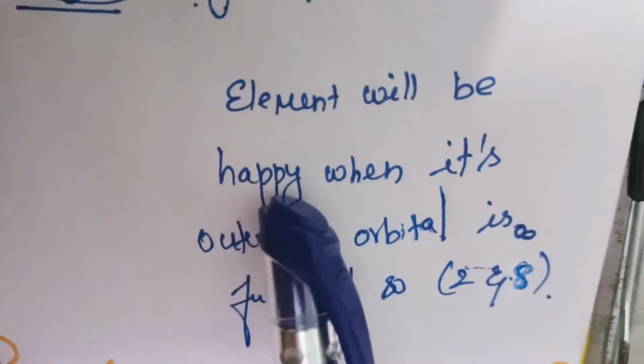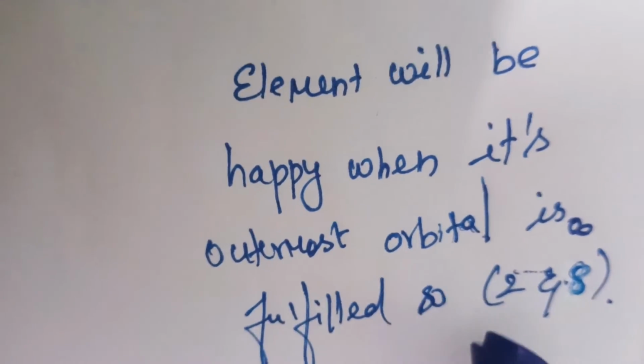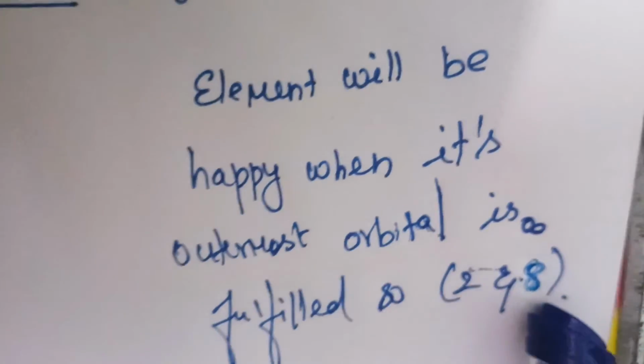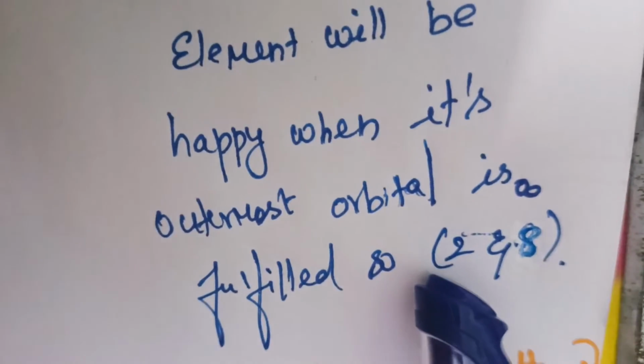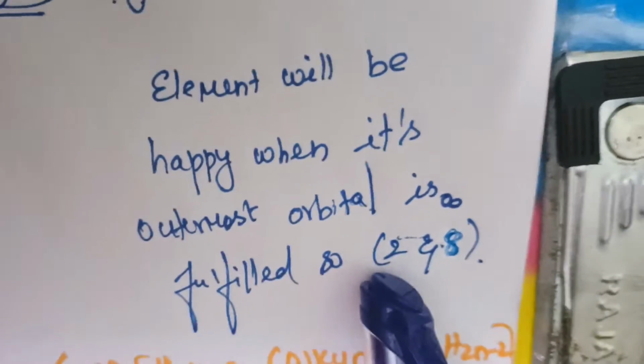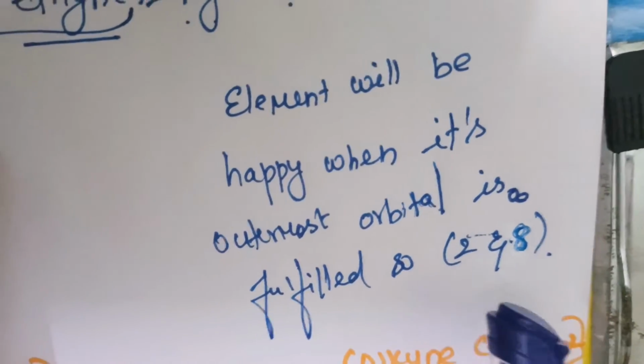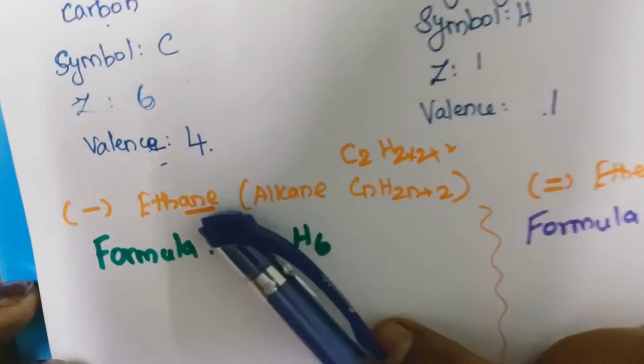We know an element will be happy when its outermost orbital is fulfilled, so it will be 2 or 8. Hydrogen will have 2 electrons in the outermost shell, whereas other elements will have 8 electrons in the outermost shell. Now we are going to see about ethane.